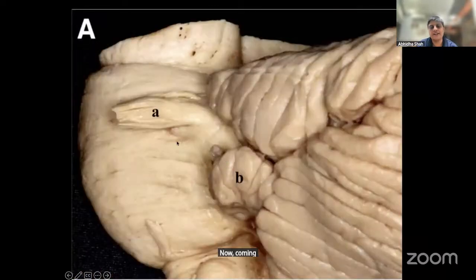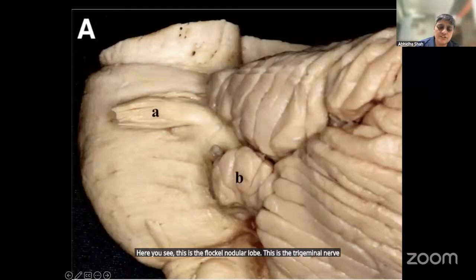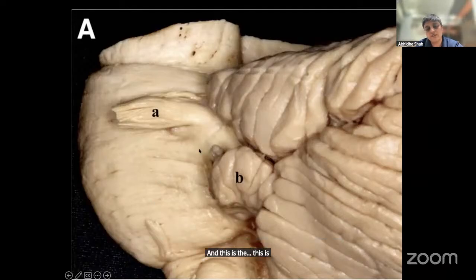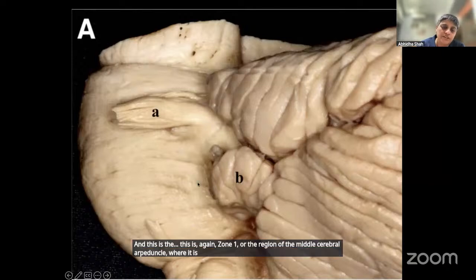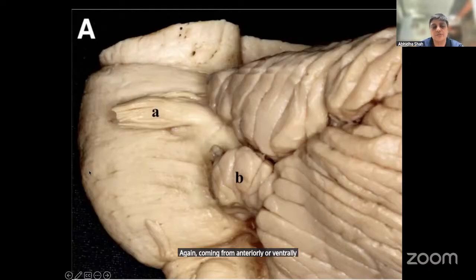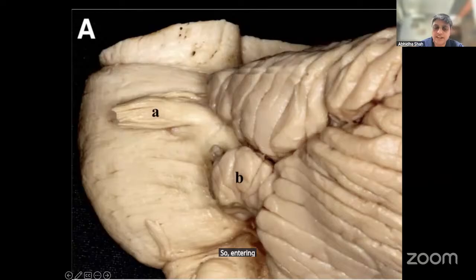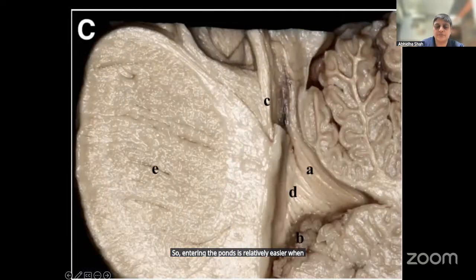Now, coming from laterally, so this is the lateral aspect of the pons. Here you see this is the flocculonodular lobe. This is the trigeminal nerve. This is the facial nerve as it is arising from the pontomesencephalic sulcus. And this is again zone 1, or the region of the middle cerebellar peduncle, where it is relatively safe to enter into the pons. Again, coming from anteriorly or ventrally will be difficult because you have fibers of the corticospinal tract. So entering the pons is relatively easier when you're coming from the middle cerebellar peduncle.